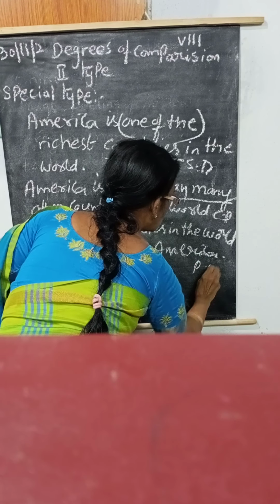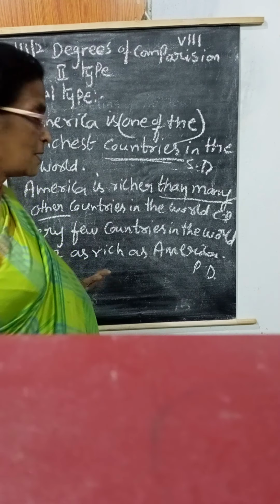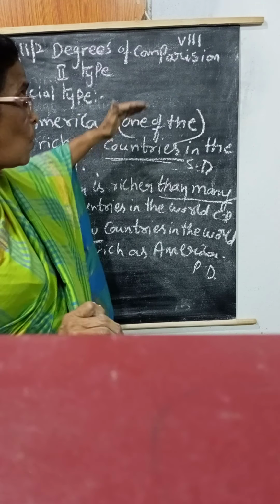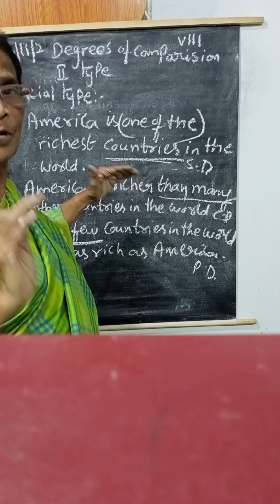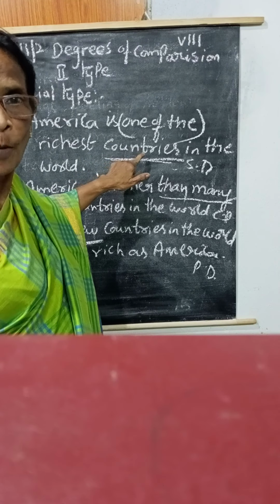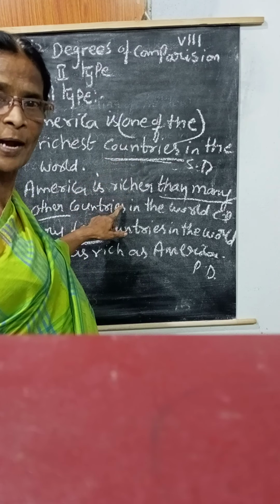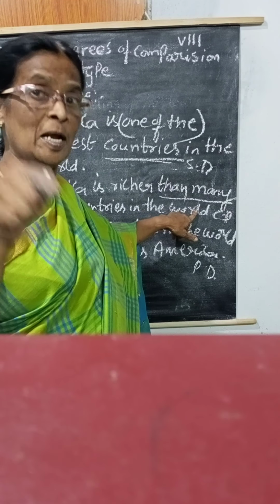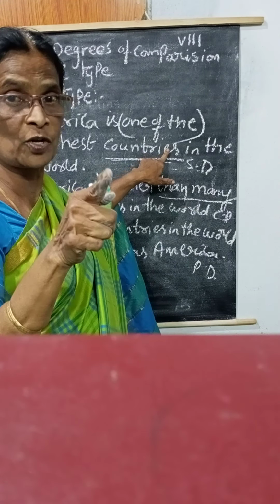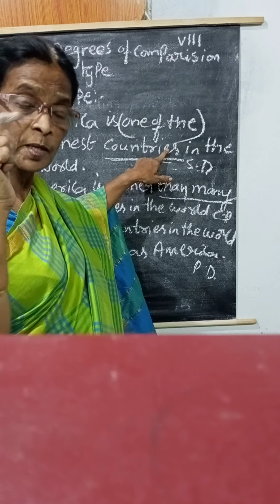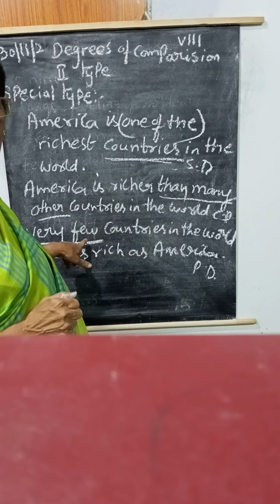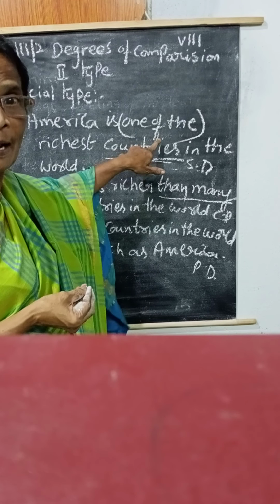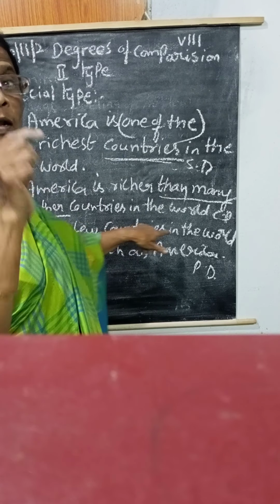This is the positive degree. Very few countries are there, not only America. So one by one, step by step, you have to remember. When the common noun is in plural, in the comparative degree, after that, many other. Why do we write many other? Because there is a competition, not only America. The positive degree starts with very few also. Very few comes from the countries. Very few countries in the world are.